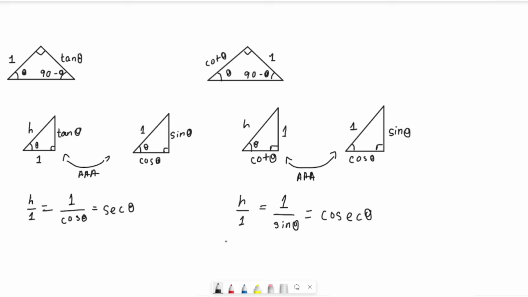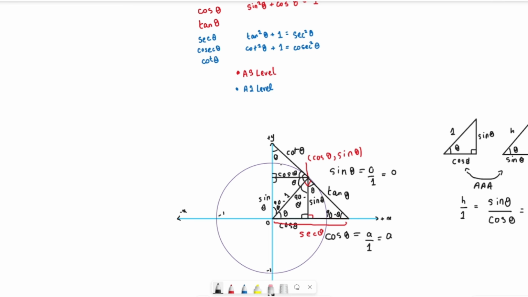Going back to the triangle on the circle, we can redraw this and annotate. You can see that this was the big triangle and this is what we were finding. So that means that this whole length is equal to cosecant of theta. So now we have all 6 of the trigonometric functions derived from the unit circle, and now we will find the Pythagorean identities.